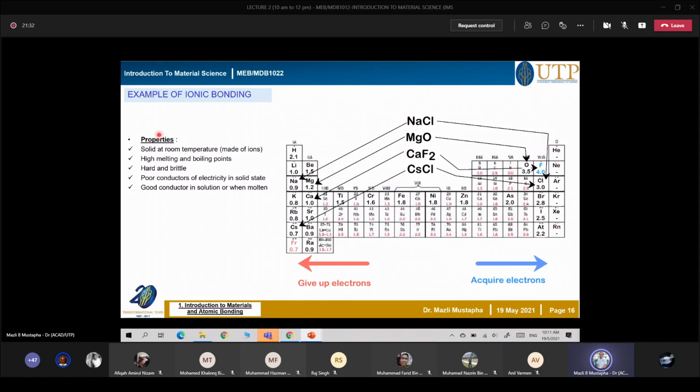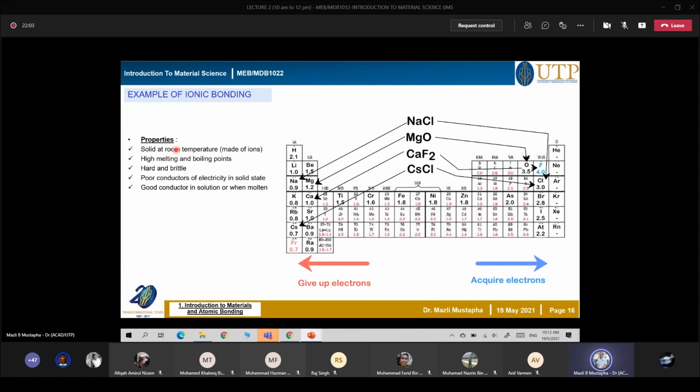But the properties are the most important part in material science or engineering. For ionic bonding, the properties are that they are normally solid at room temperature, and they have high melting and boiling points, and are hard and brittle. Why? We know that metal is ductile, but when it has ionic bonding, it becomes hard but brittle. Brittle means it breaks easily, like glass, but they are very hard.